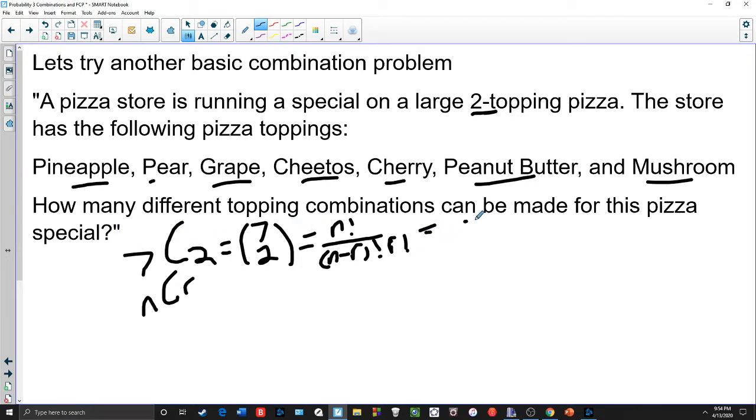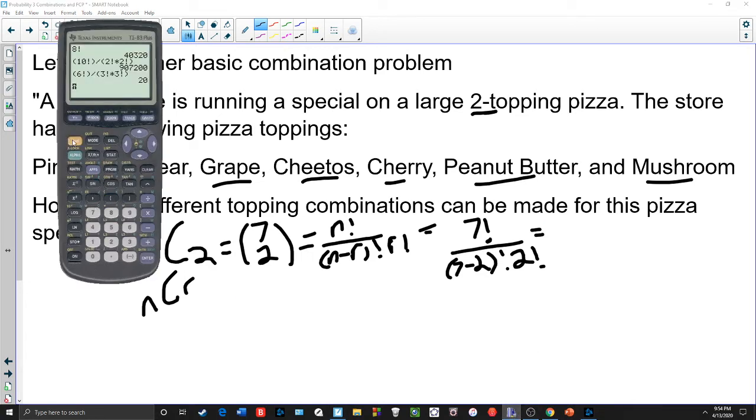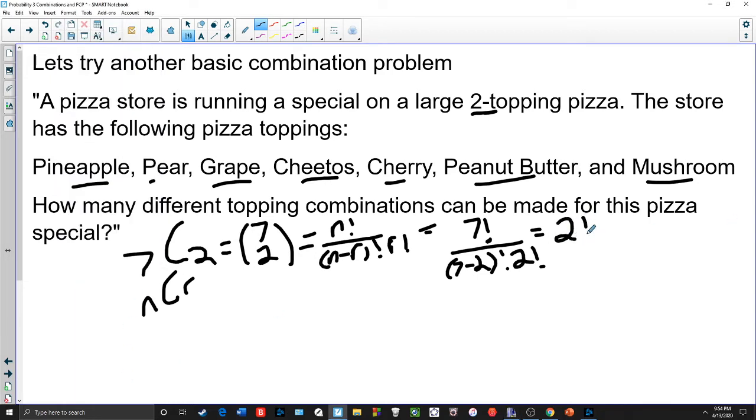So for me here, 7 factorial options, 7 minus 2, because I'm picking 2 of them, times 2 factorial, because I want to divide out the repeats. And so if we write that into our calculator here, that would be 7 factorial on top, 7 minus 2 is 5 factorial, and then 2 factorial right here, and I get 21. So I have 21 different options for this large 2-topping pizza here.